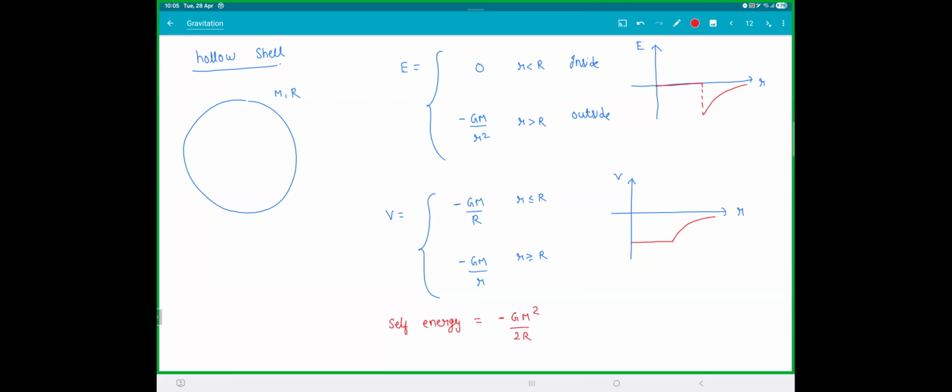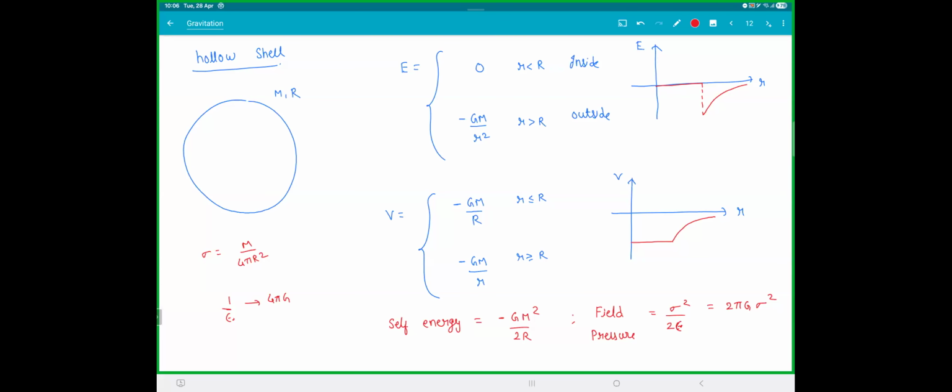You guys remember field pressure? Due to a shell, we get a pressure. If you remember the formula, it was sigma squared by 2 epsilon. So here sigma will be m by 4 pi r squared. And 1 by epsilon is 4 pi G. So that becomes 2 pi G sigma squared. This is what I was saying. Everything you learned there, you can replace it. There is no need to derive it again.